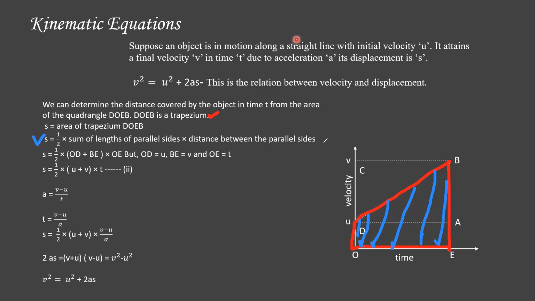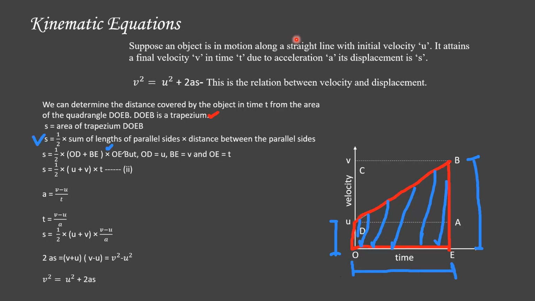So what is the sum of lengths of parallel sides? If you look over here, the sum of lengths is nothing but OD, so this is our OD over here, and BE. So these are the parallel sides, and the sum means addition, multiplied by OE, the distance between the parallel sides. So what is the distance between them? It is obviously this, between these two parallel sides, which is OE. So I multiplied it by OE.